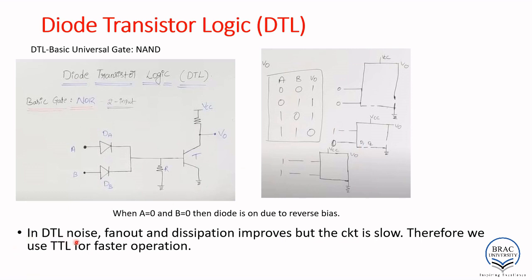In detail, noise immunity, fan out and power dissipation improve, but the circuit is slow. Therefore, we use TTL for faster operation. In the next couple of slides, we'll discuss TTL and how we can improve the speed in the TTL logic.